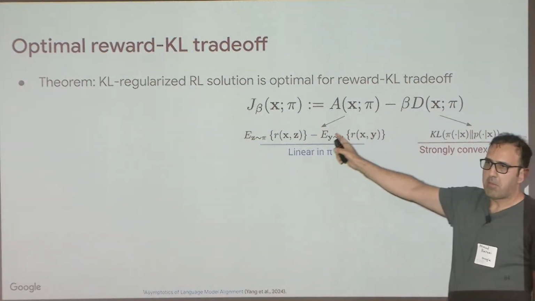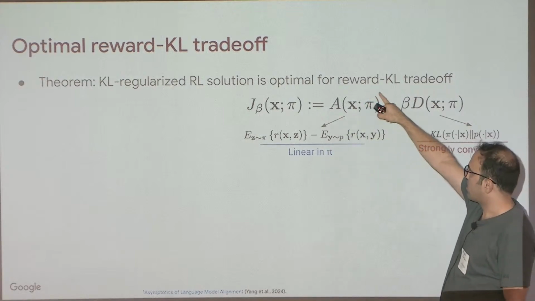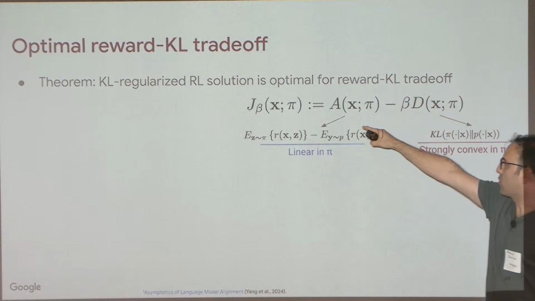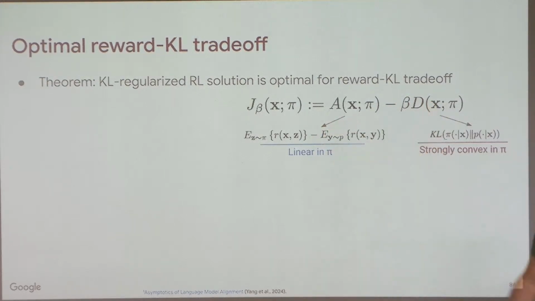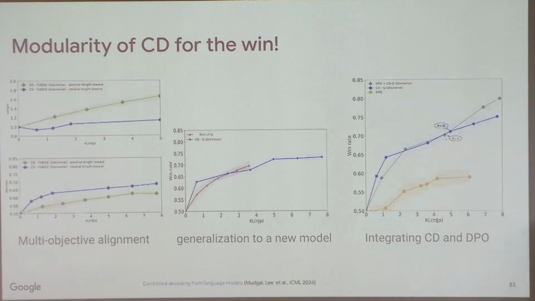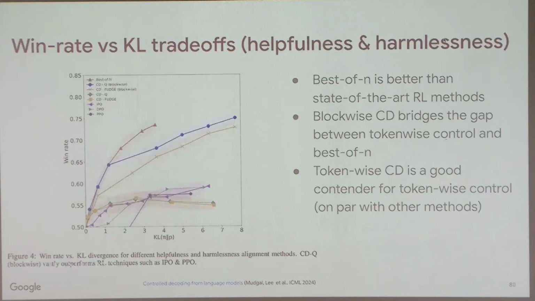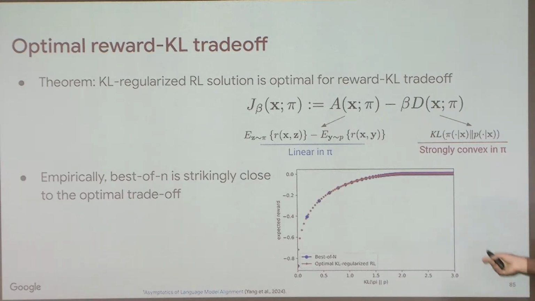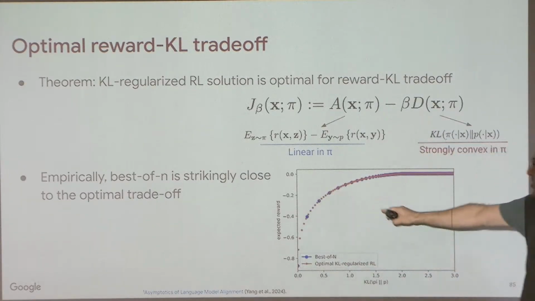Basically, if you remember, when we're doing this kind of reward versus KL trade-offs, the RLHF objective is expected reward minus KL. This is linear, this is strongly convex. If I really want to find the best reward versus KL trade-offs, I should be solving the RLHF problem. So then the question is, why is best of n coming out on top? Now, empirically, best of n is actually strikingly close.